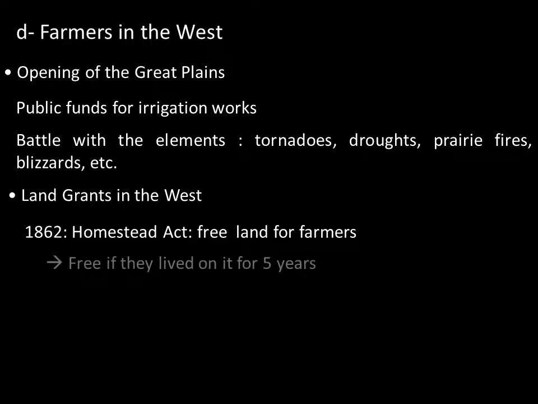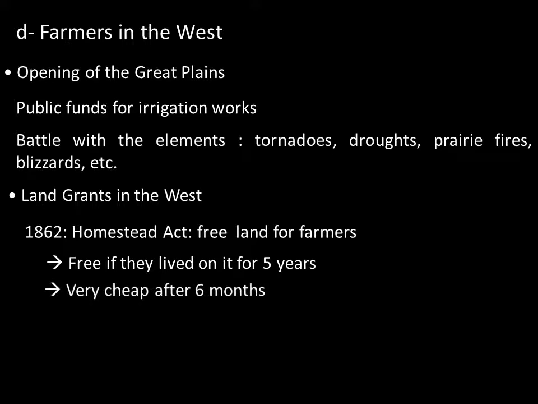Okay, there were two possibilities. Possibility number one, farmers would be given land for free if they lived on it for 5 years. So all you had to do was to move west, settle somewhere, live there for 5 years, and then the land was yours. Okay, you were literally given land for free after 5 years. Or possibility number two, they could buy land at a very inexpensive price after 6 months. So you could live on a piece of land for 6 months and then buy it very cheap, or you could live on it for 5 years and then it would be free.